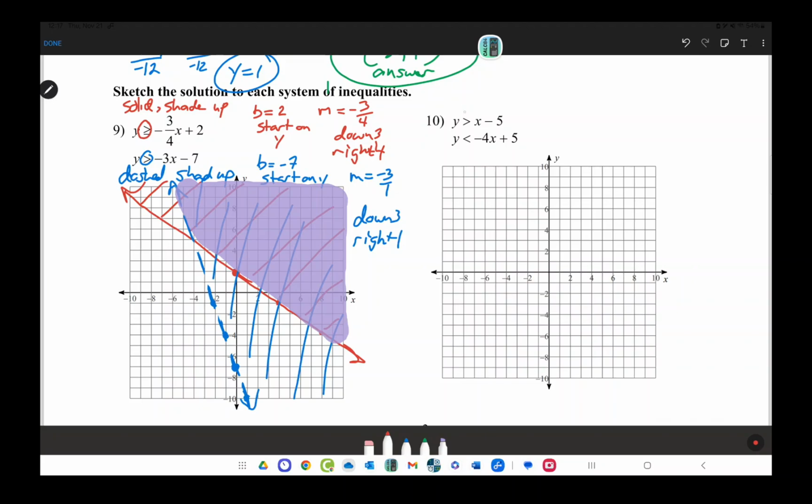Number 2. This is dashed. Shade up. The second one is dashed. Shade down. Negative 3/1. Yep, if there's no fraction, you make it a fraction by putting it over one.